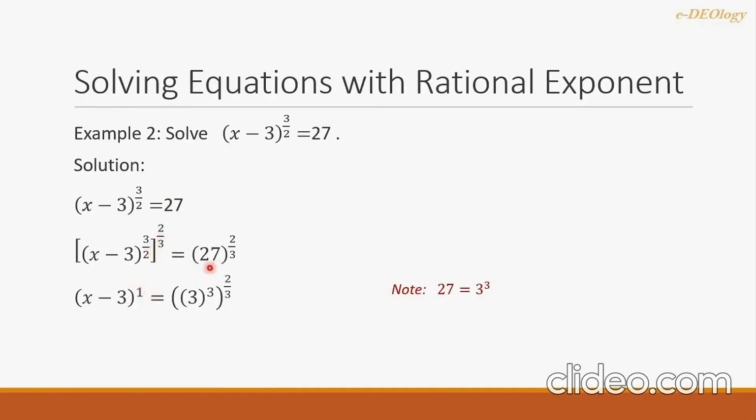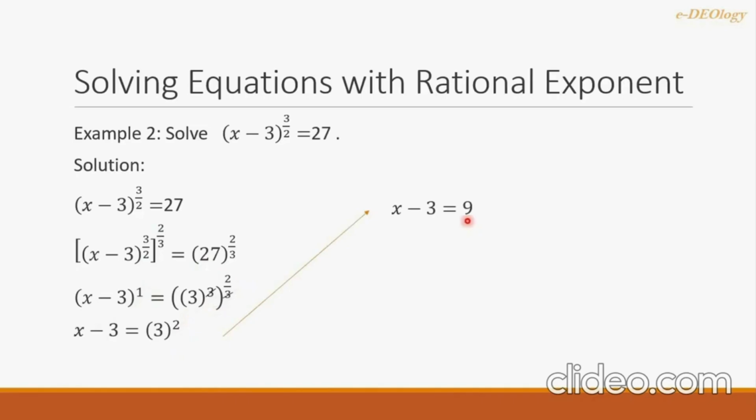On the right side, the 27, we can show this to be 3 cubed. And again, the 2 over 3 is outside. On the next line, the x minus 3 with exponent 1, we can delete that exponent. It is understood to have exponent 1. On the right side, we can cancel the power 3 and the denominator 3. Only the numerator will come down. So the 3 squared becomes 9.